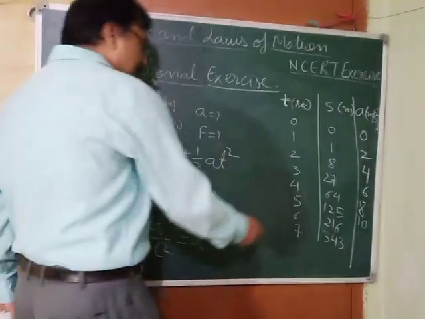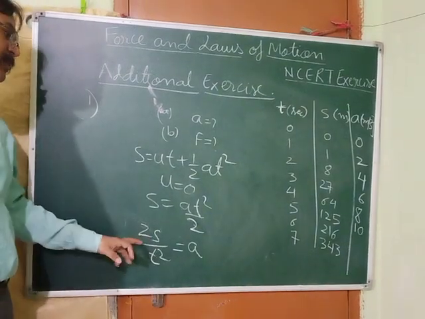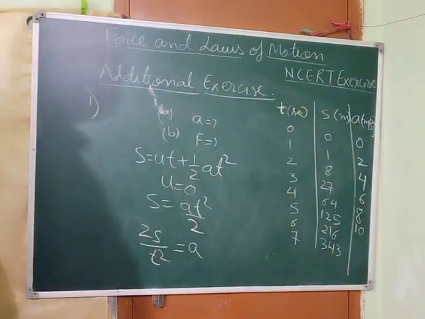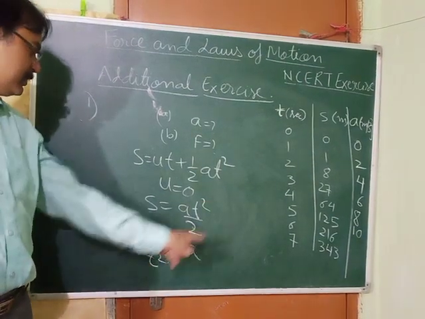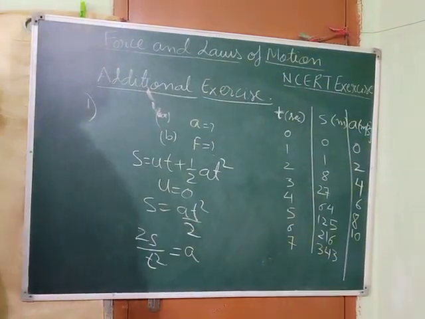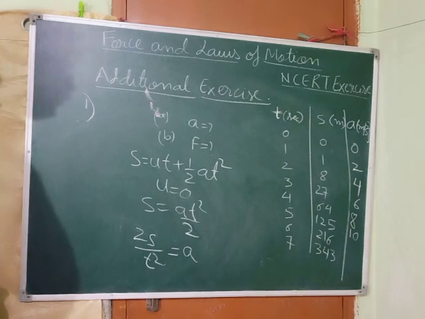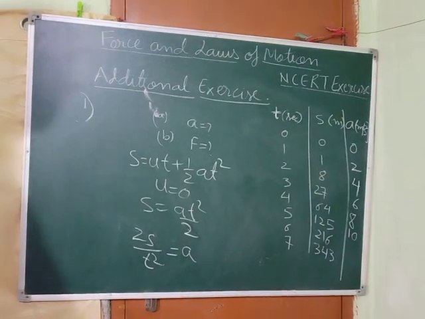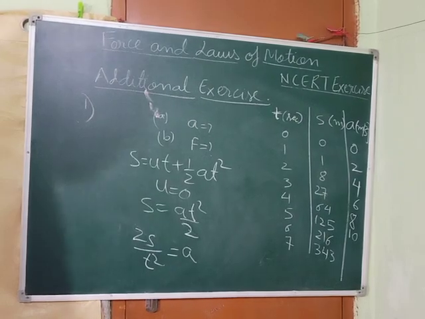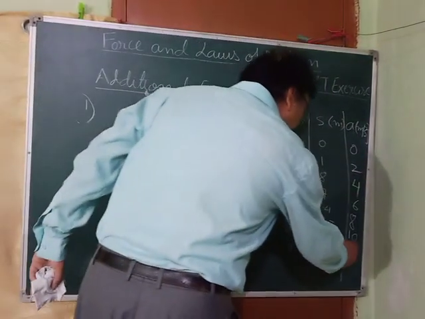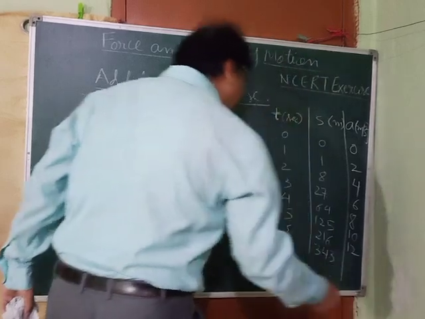In this case, s is 216, so double of that, that is 432. Okay, 432, and time is 6, so 6 square. 6 square is how much? 36. Okay, 432 by 36. What we are going to get? It is 12. Okay, we will divide it, you will get 12. We can check it by dividing.